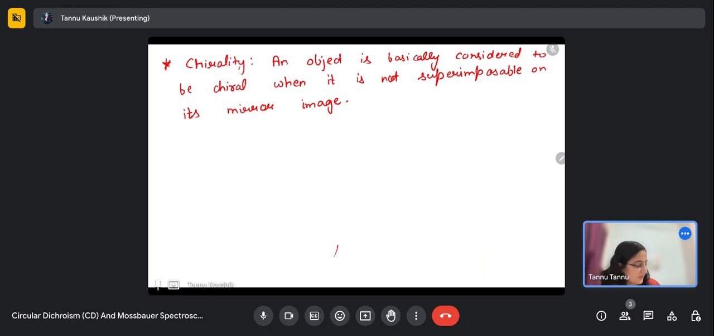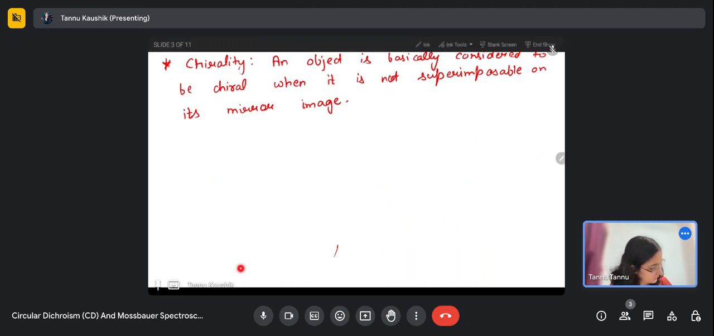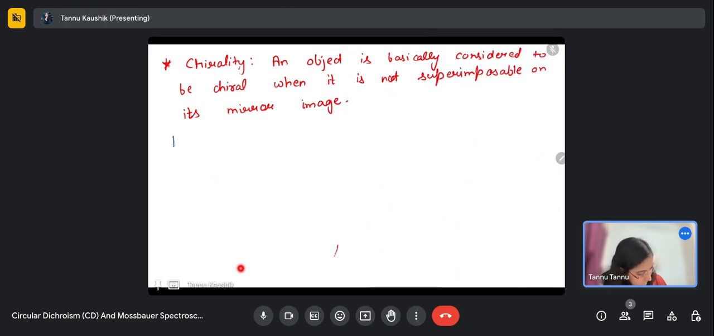Based on this, we will take some basic examples where we will find out whether a molecule is chiral or not. Some organic moieties we will be taking. First is the number of asymmetric carbon.